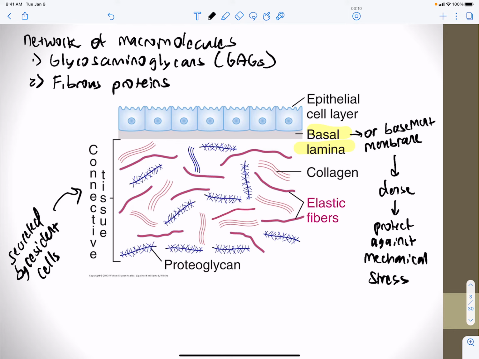Now, just like other extracellular matrices, your basal lamina also will have a structural support. It is also going to be involved in filtration, and of course, a surface for attachment of your cells.